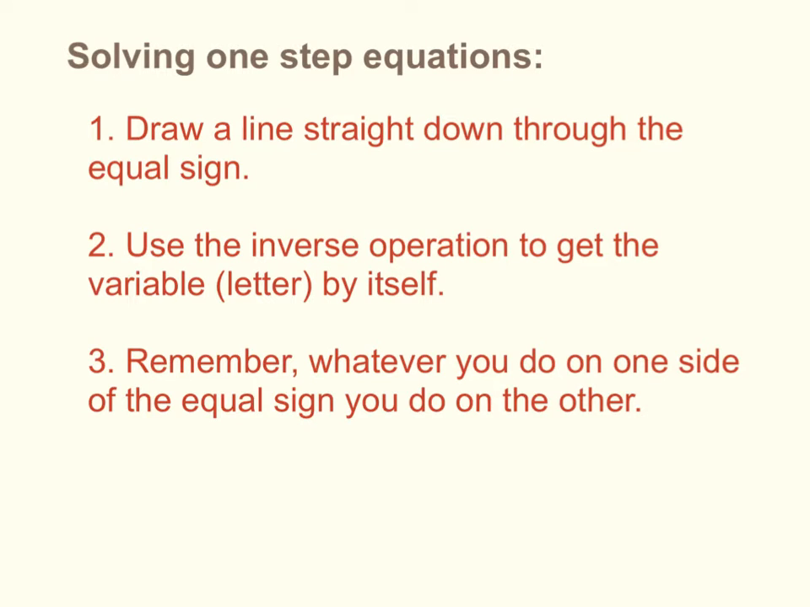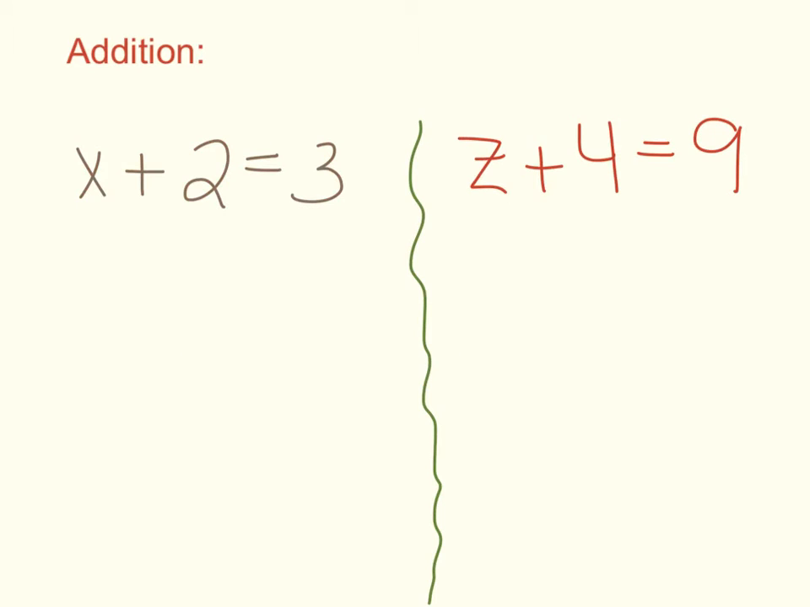You're then going to use the inverse operation to get the variable, or the letter, by itself. Your end goal is to always get the variable by itself because that's what you're solving for. And remember that whatever you do on one side of the equal sign, you should also do on the other side. So let's take a look at a few addition examples, and these should match the worksheet that you have in front of you.